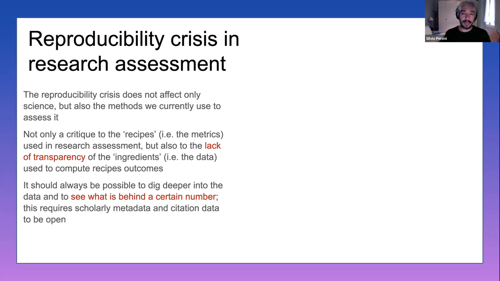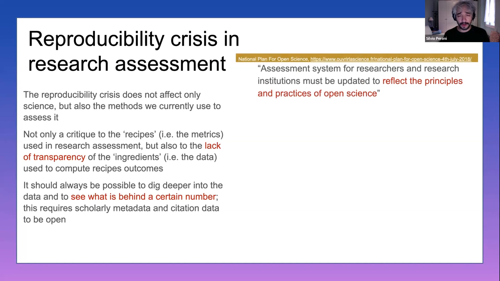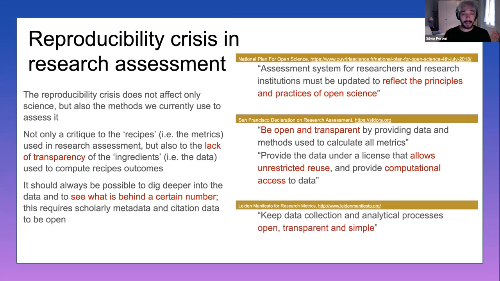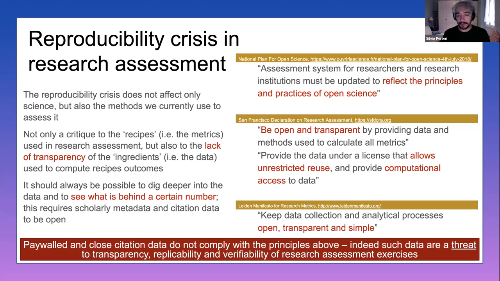And this has also been highlighted by several documents released in the past years that claim to follow open science practices also for research assessment exercises, claiming in particular that data must be made available for free in the public domain in order to foster open, transparent, and simple research assessment exercises. I don't know if you notice it, but paywalled and closed citation data doesn't comply at all with this idea of having a reproducible research assessment exercise. Actually, they are a real threat to transparency, replicability, and verifiability of research assessment exercises.